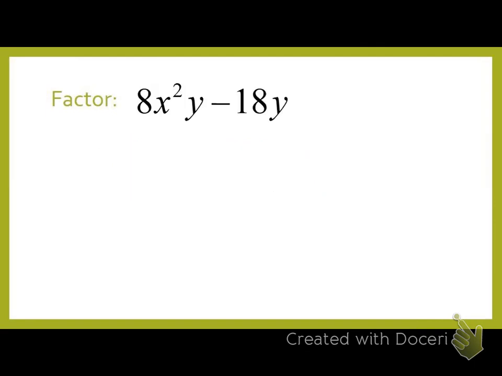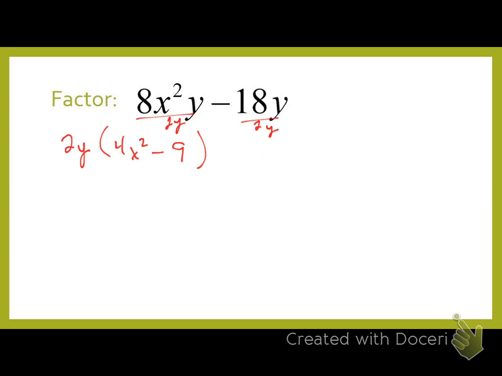Okay? So, hopefully I'll make it make more sense in this next one. We want to factor out a GCF. So we're going to factor out a 2y. 2 will go into 8 and 18. They both have a y, so we factor out a y. When you divide both these guys by 2y, what you're left with is 4x squared minus 9.